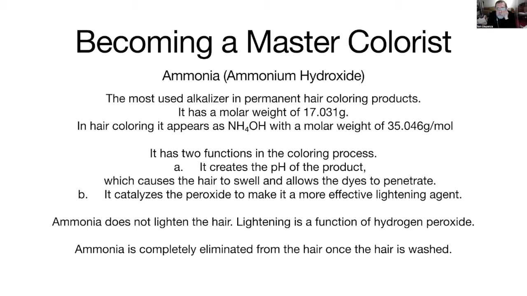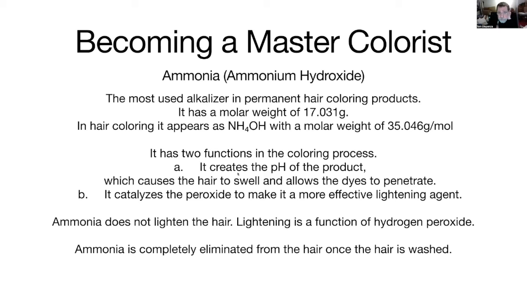First of all, let's start with ammonia or ammonium hydroxide. It's the most used alkalizer in permanent hair coloring products. Ammonia has a molar weight of 17.031 grams per mole, which is the amount of molecules. But in hair coloring, it appears as ammonium hydroxide, and it has a molar weight of 35.046 grams per mole. It has two functions in the coloring process.